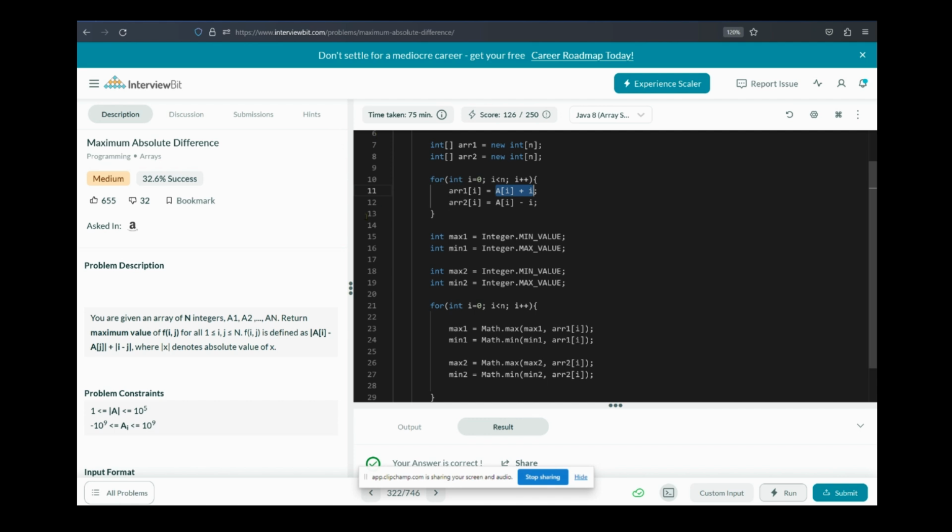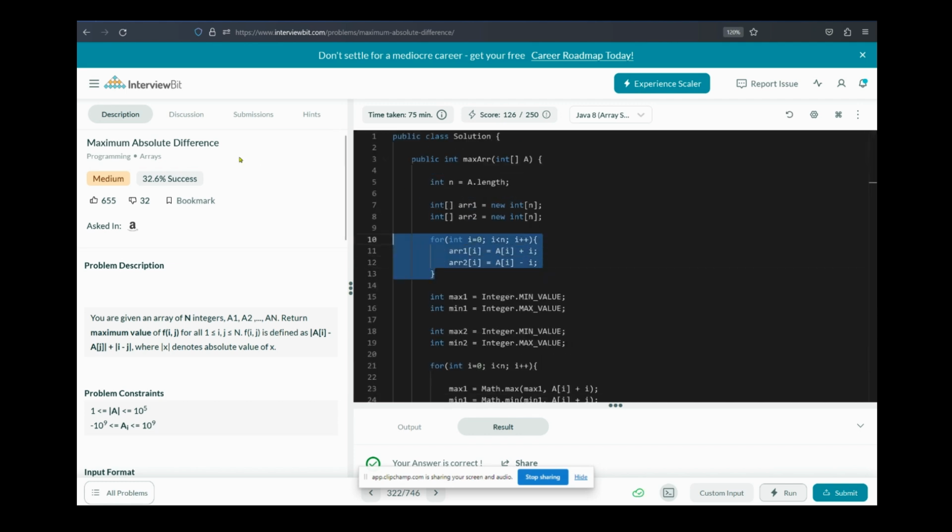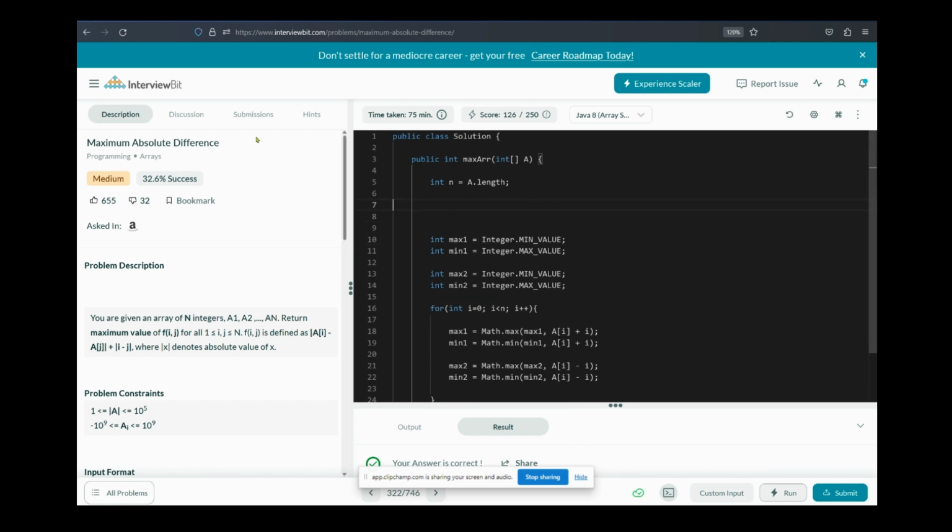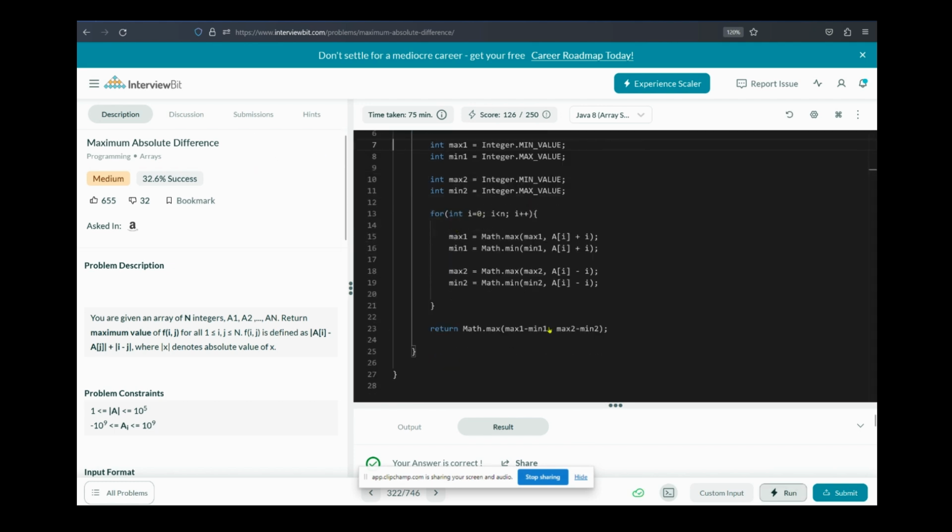We can do that by simply replacing this value with a of I plus I, because we know that is the value which will be stored in array 1, and a of I minus I here. So no pre-computation, we'll do it on the fly. This should also work.